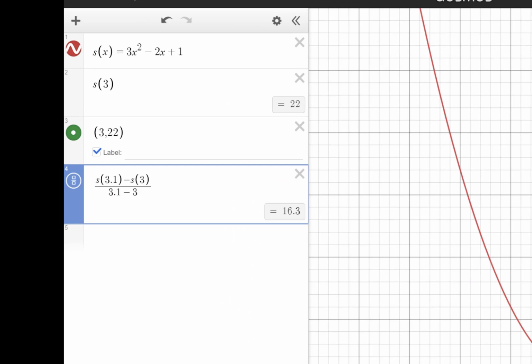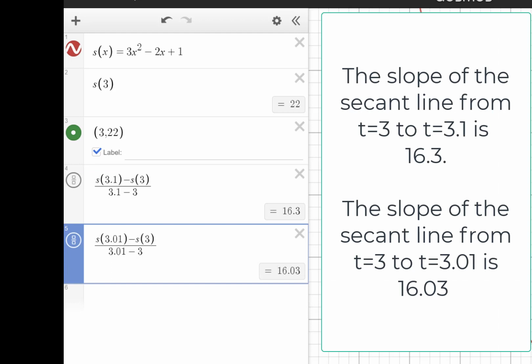For example, the average rate of change from x equals 3 to x equals 3.1 is 16.3. The slope of the secant line from 3 to 3.1 is 16.3. If we let the 2 points get even closer together, so now the distance between them is only 0.01 units, I'm traveling from x equals 3 to x equals 3.01, and the change in y over change in x, the slope of that secant line, is 16.03.